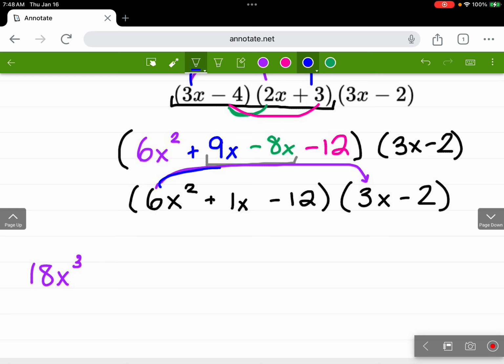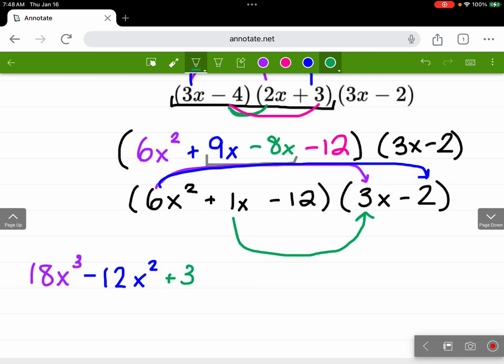So we're going to take our 6x squared times the minus 2. So 6 times minus 2 is minus 12. And the x squared doesn't multiply against anything, so it just stays x squared. I'm going to just start on the bottom now because I'm running out of space. 1x times 3x. 1 times 3, well, that's just a positive 3. And x times x? X squared. Good. I heard it. It was quiet, but it was there.